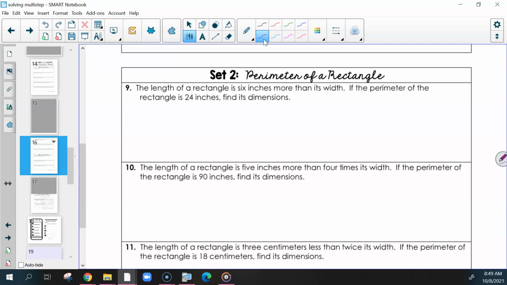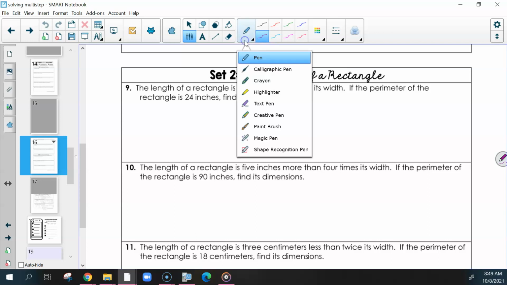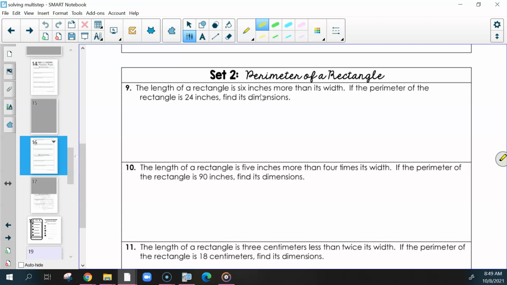So for number 9, it talks about the length of a rectangle. When we were talking about the length, we know that this is going to be some equation because it has the word is. And then it says 6 inches more than the width. So that means we are adding. So to set that up, our length is 6 inches more than the width. Remember, in these cases, we don't have to define our variables because we know it's length and width of whatever.